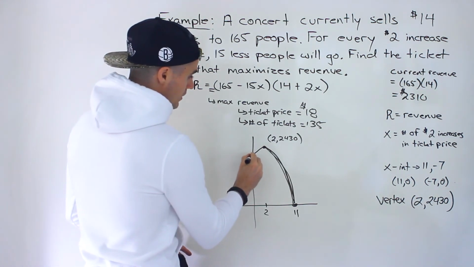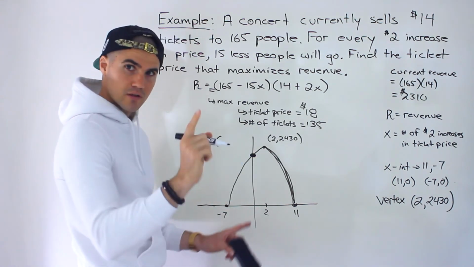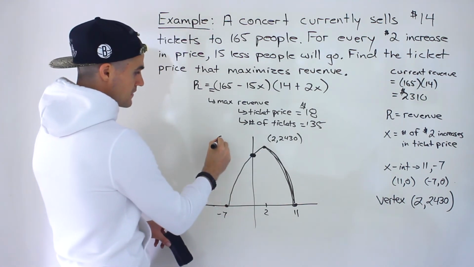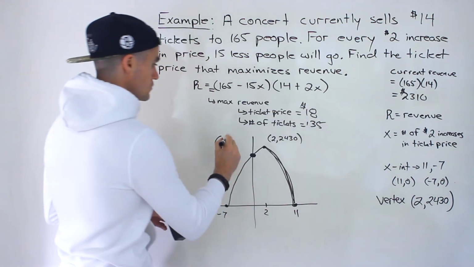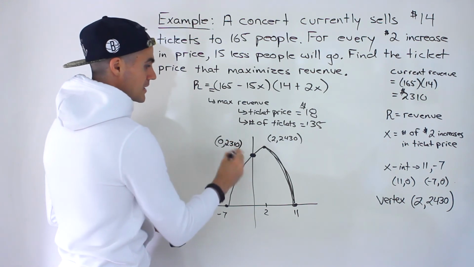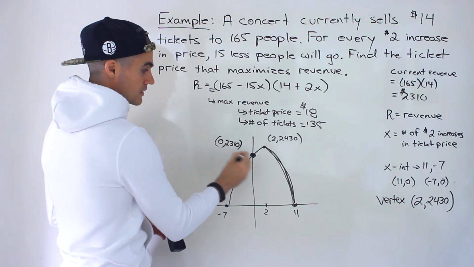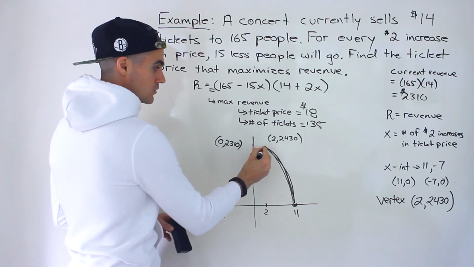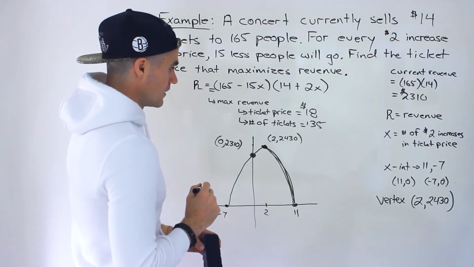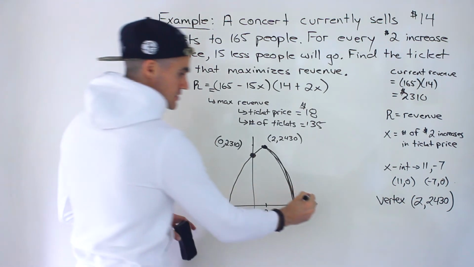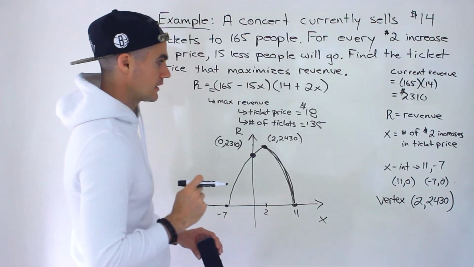And then this point over here, that represents the R-intercept, and I went over this in the previous video. This happens at an x value of 0, and that's actually the current revenue, which is 2,310. And notice that that makes sense. The y value of this point, 2,310, is less than the y value of this point, which is 2,430. Right, so that's how this graph looks. So this here ends up being x, this here ends up being r, like that.